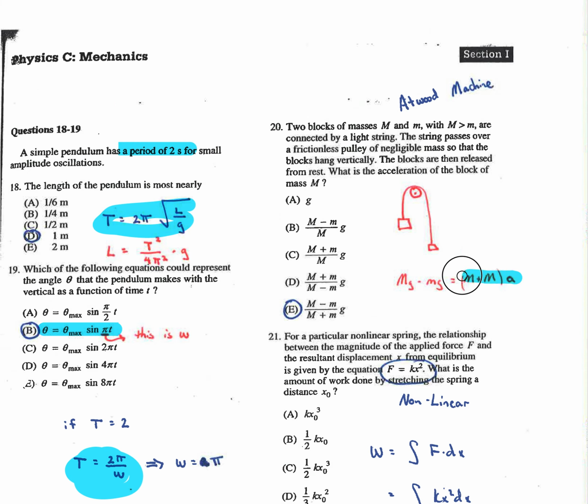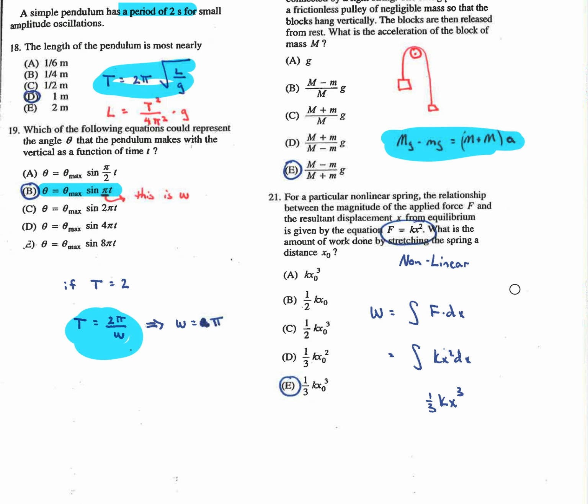Atwood machine, we know this is what it looks like, right? The big mass here is mg down. This is mg opposing it. That's the net force causing the mass to accelerate. And just solve for a.